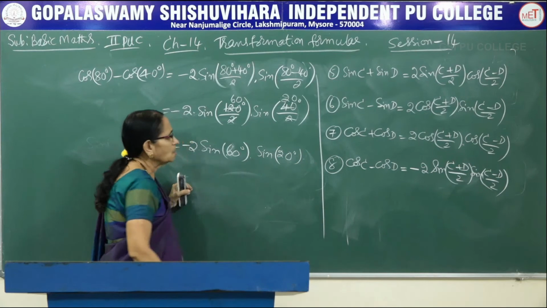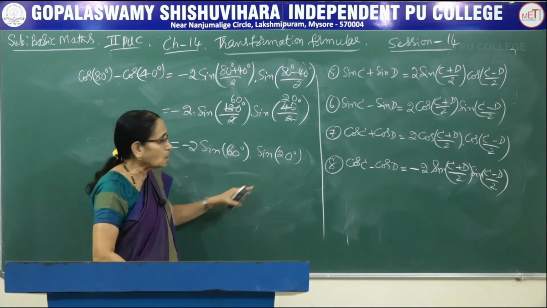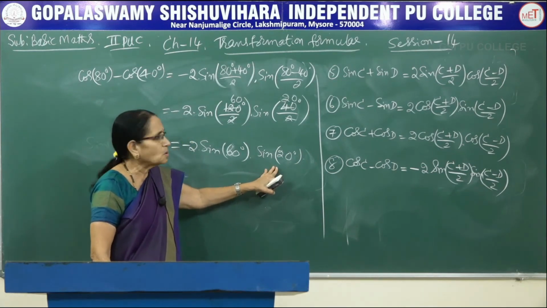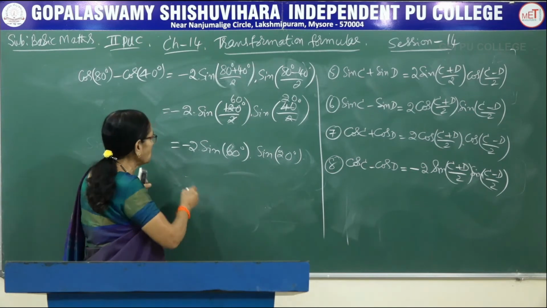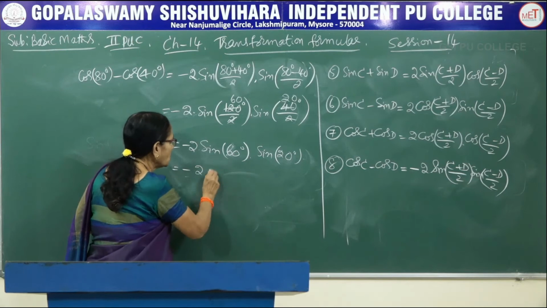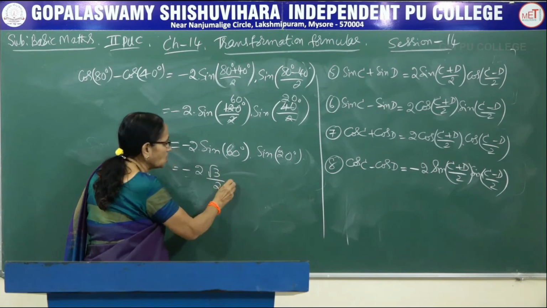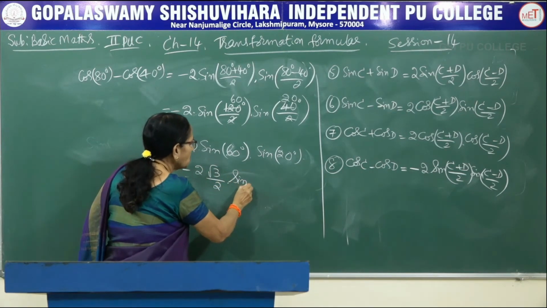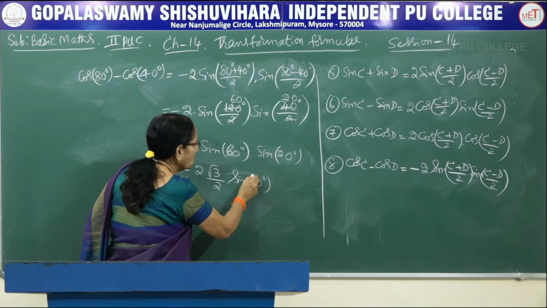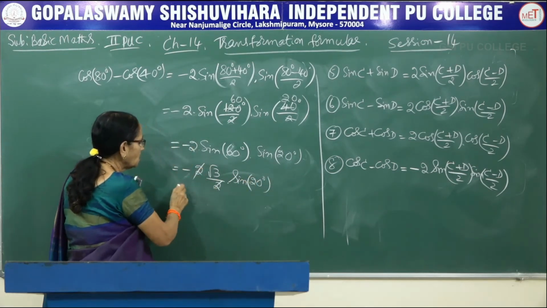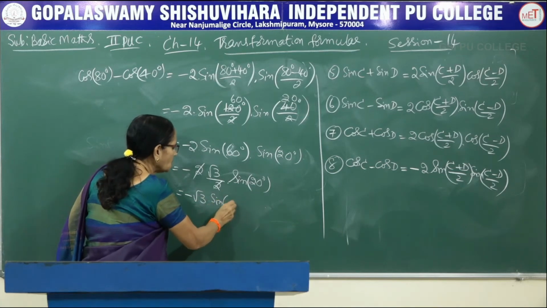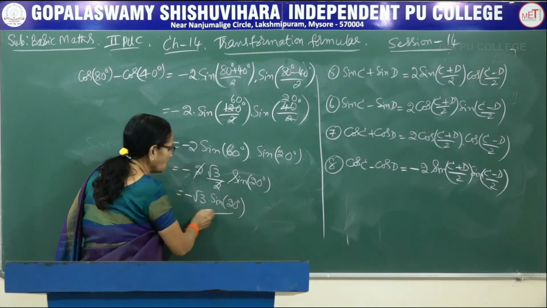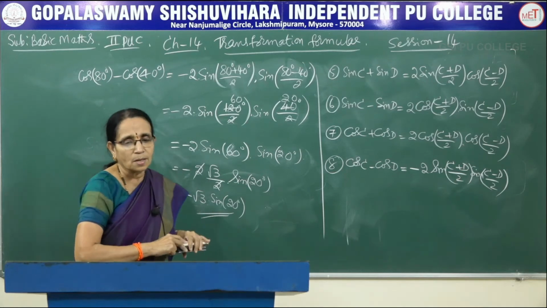You observe here, sin 20 degrees we can get the value using the tables, but we don't consider that as a standard value, whereas sin 60 is a standard value. What is the value? It is root 3 by 2 into sin of 20 degrees. Now 2 can be cancelled, finally we get minus of root 3 times sin of 20 degrees. Now this is how we get the answer.